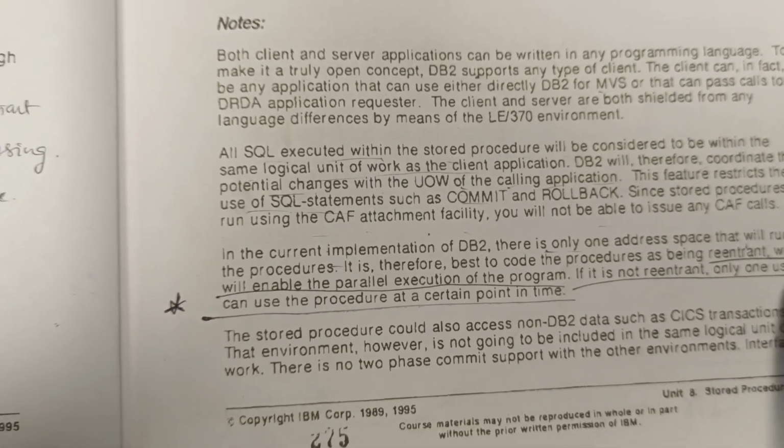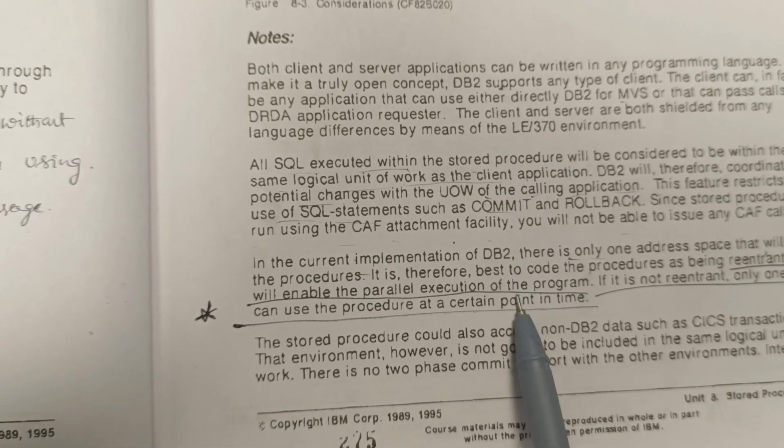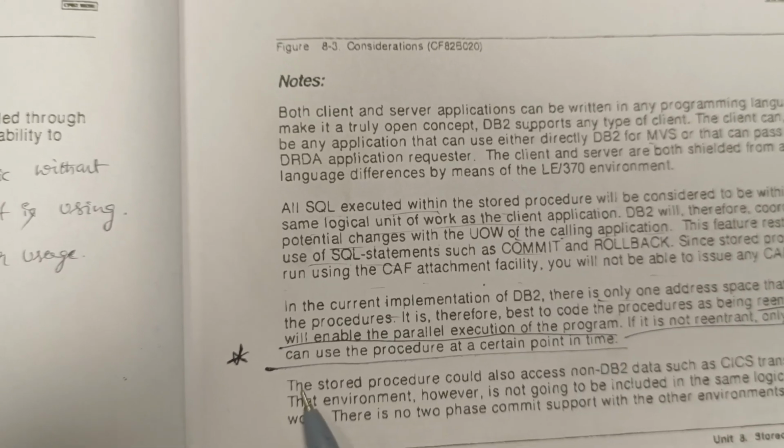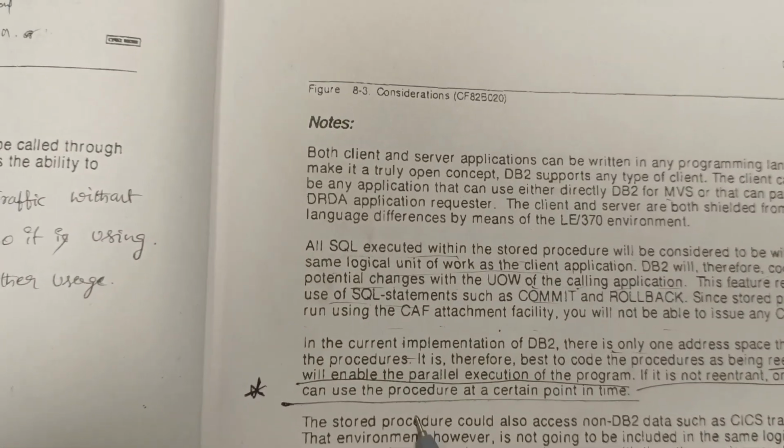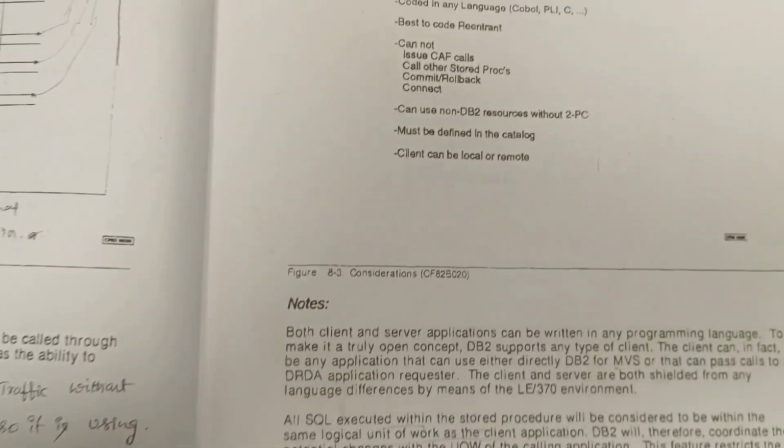Reentrant means it enables parallel execution of the program, so multiple users can use the same program. That is called reentrance. If it is not reentrant, then only one user can use the same procedure at any point in time.